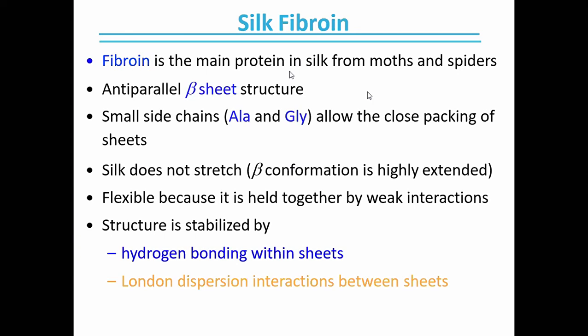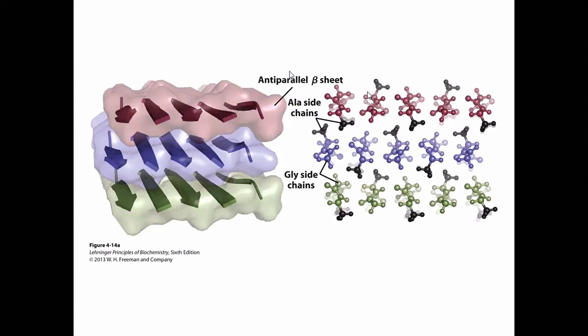The structure is stabilized by a lot of hydrogen bonds, and also London dispersion. So it's very weak interaction, but because the packing is very nice, the result is a very, very strong structure. This is the structure of a spider silk. It's an anti-parallel beta structure.